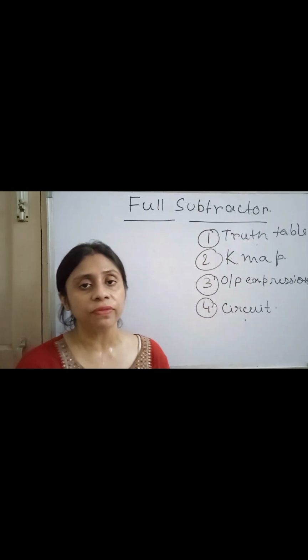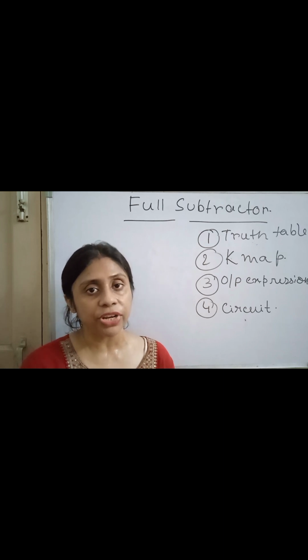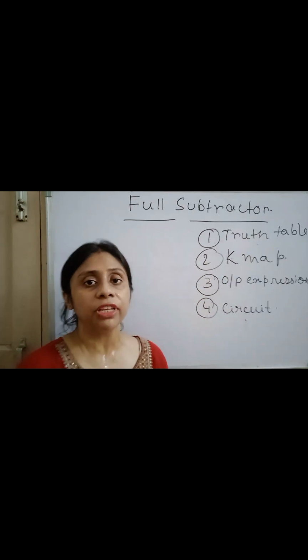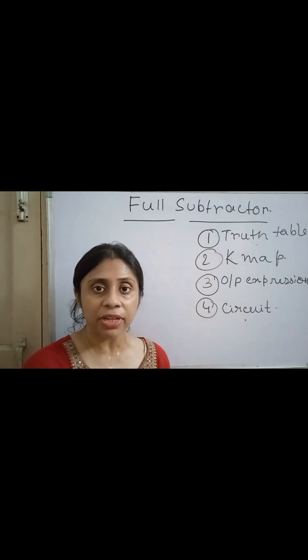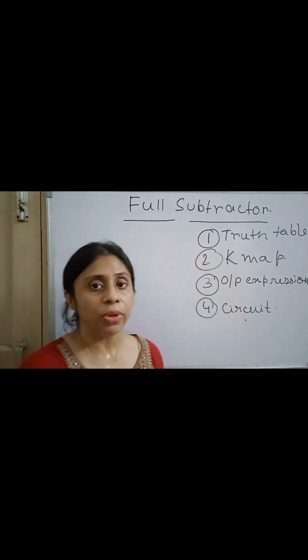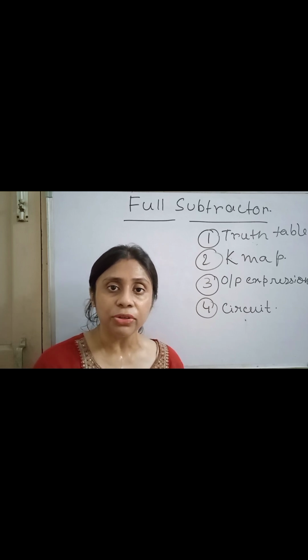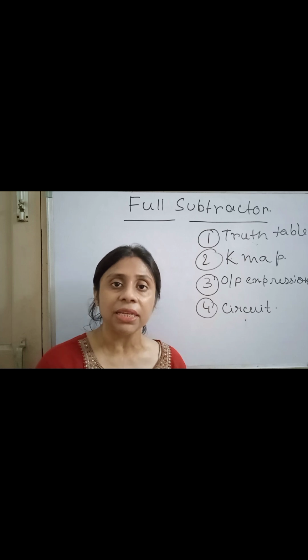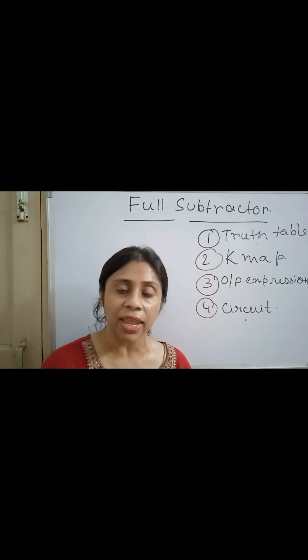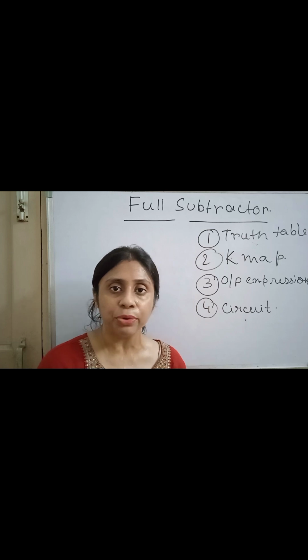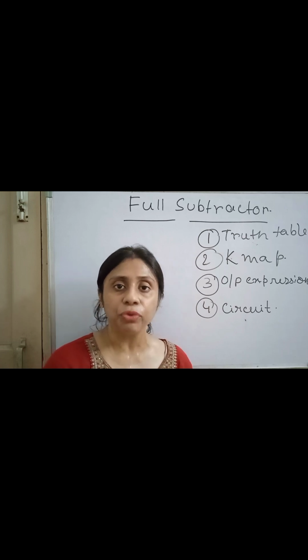Now what are the steps of designing any combinational logic circuit? There are 4 steps. The first step is to have the truth table for that particular circuit. Number 2 is to have the Kmap from the truth table. When we are having the Kmap, we need to have the Kmap for each individual output line. Like in case of full adder, there are 2 output lines, sum and carry output. So we need to have 2 Kmaps, one for sum and one for carry.